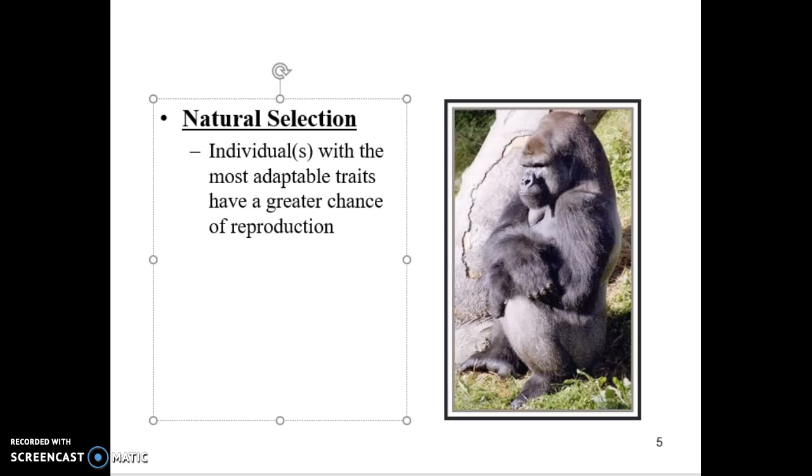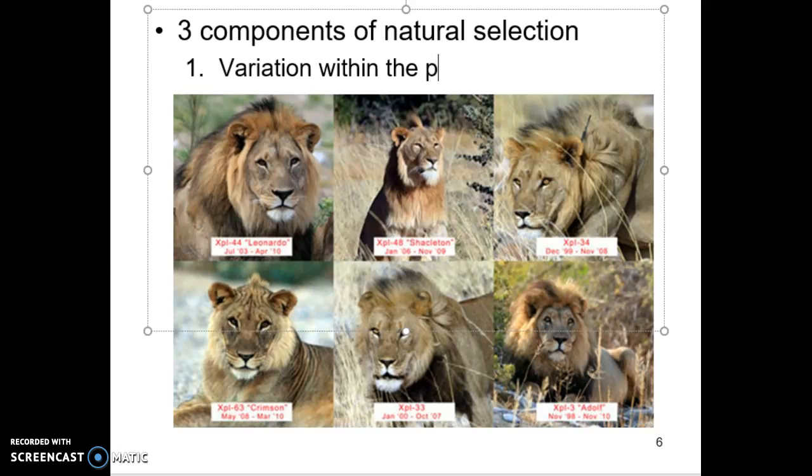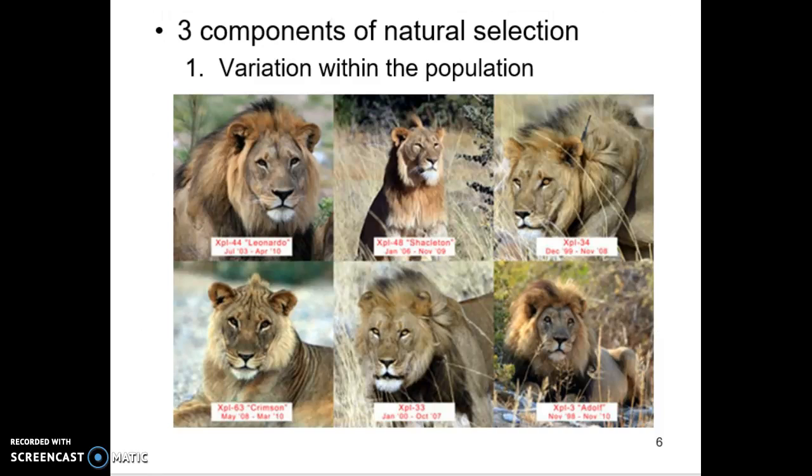Fittest reproduce, survival of the fittest, strongest survive, the most adaptable survive, etc. Now natural selection has some key components to it. Component number 1, there is variation within the population. Okay, so you have to have variation in your population. So check out all our lions here. 6 male lions, they're all different. Different size manes, different size bodies, different intelligence, strength, etc. So there's variation in that population.